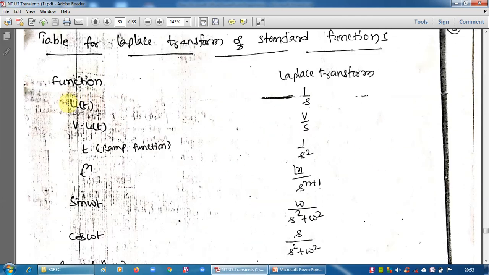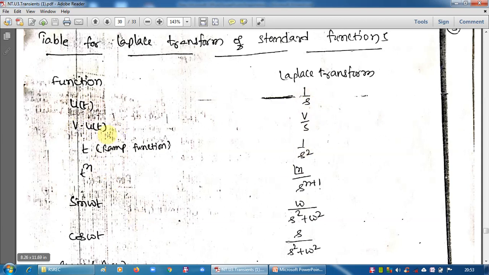You can see this is unit function. Unit function means 1. Laplace transform of 1 is 1 by s. You see here v is written as v into 1. U of t means you can take it as 1. U of t means unit function. Unit function means its value is 1. So u of t or 1, both are same. V into u of t means v into 1, v. For that Laplace transform will be v by s. For 1, 1 by s. For v, v by s, like that.